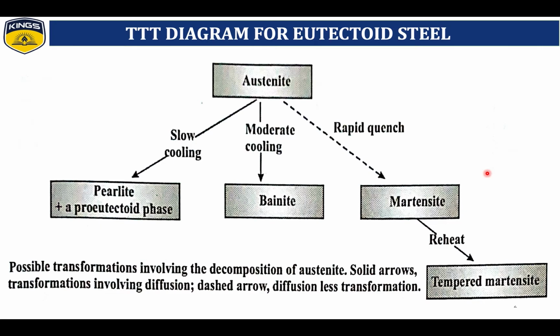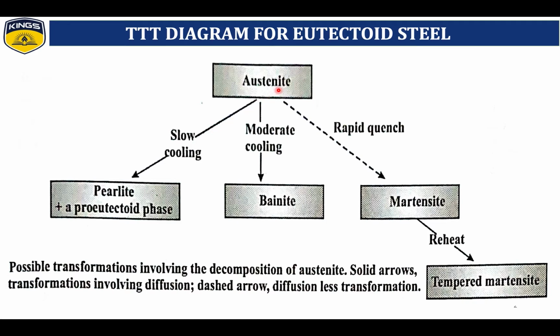Here, we have to cool the material. By cooling the material, we get a structure; by cooling types, we get different types of structures. For example, austenite at high temperature, if the material is cooled slowly, this austenite converts into pearlite. That is a type of pro-eutectoid phase.